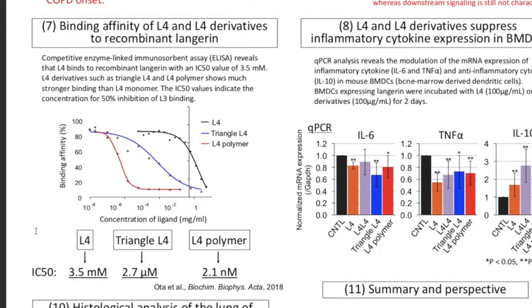Interestingly, in the competitive ELISA assay, L4 derivatives showed much stronger binding affinity than L4 monomer. The IC50 values competitive to L3 are 2.7 nanomolar for triangle L4 and 2.1 nanomolar for L4 polymer. We think this nanomolar-scale IC50 of L4 polymer is preferable for developing a drug candidate for clinical care.